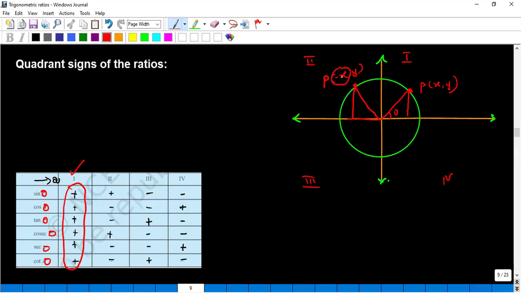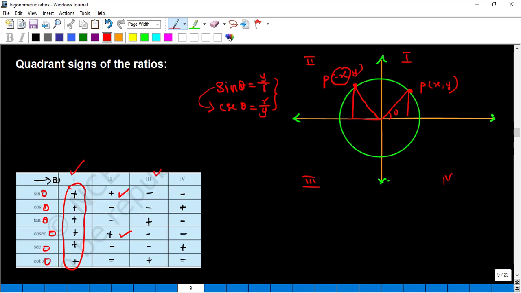Wherever x is involved, all those ratios will get minus. Wherever x is not involved, all those ratios will get y, meaning positive. We know that sin theta is nothing but ordinate by radius, which is y by r. Then the inverse of sin is cosecant. Cosecant theta is r by y. Except these two, the remaining all ratios involve the x variable. That's why the remaining all will get negative. Just observe, only sin and cosecant are positive, the remaining all are negative.